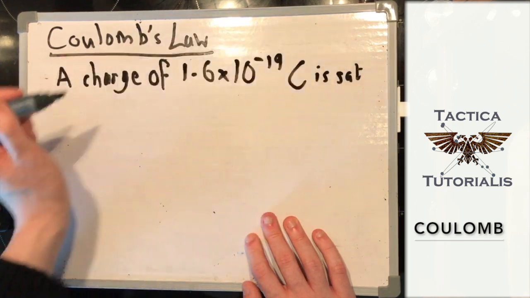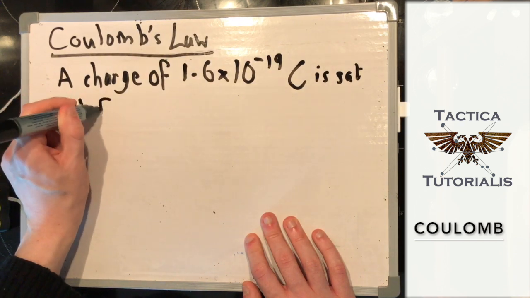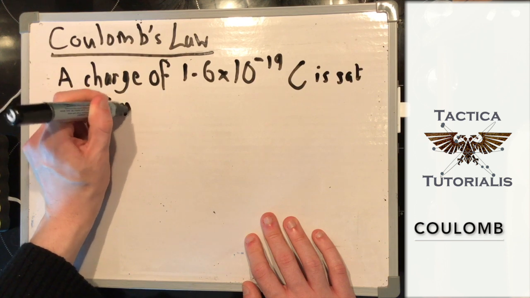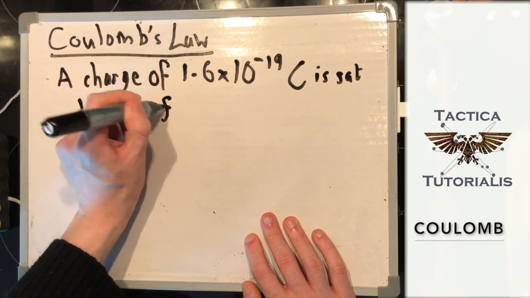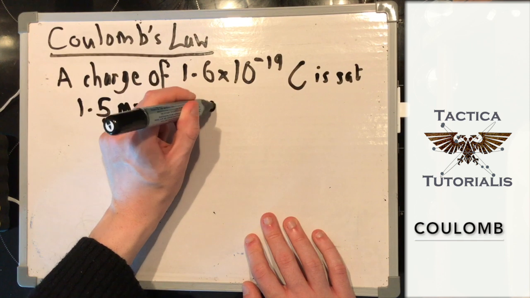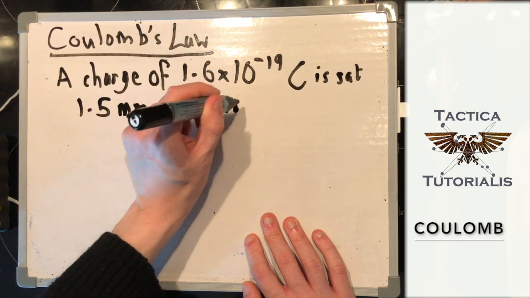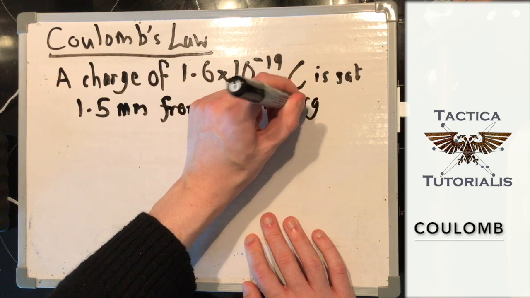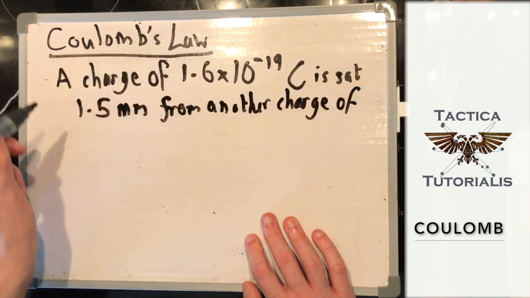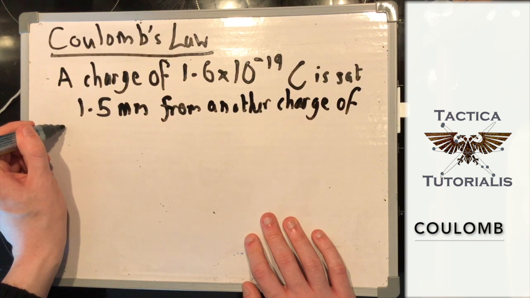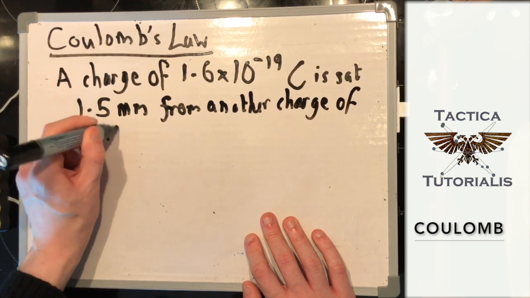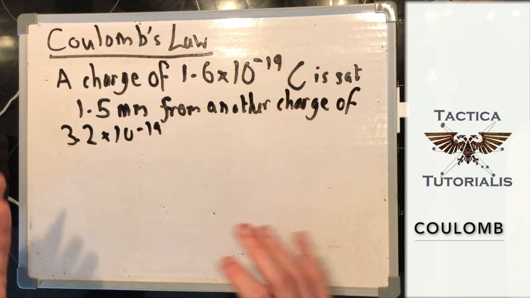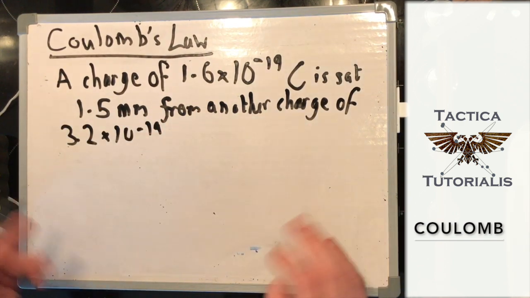Sat 1.5, let's say, millimeters from another charge of, let's say, 3.2 times 10 to the minus 19 coulombs. So you've got, let's say, an electron sat next to a nucleus of helium-4.